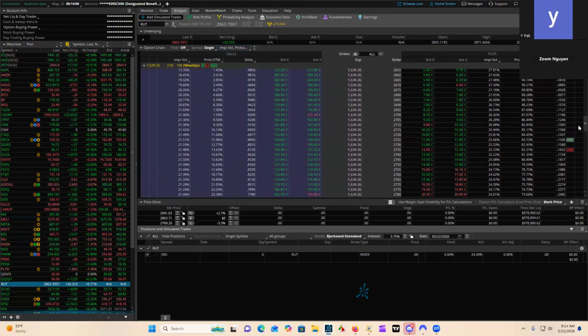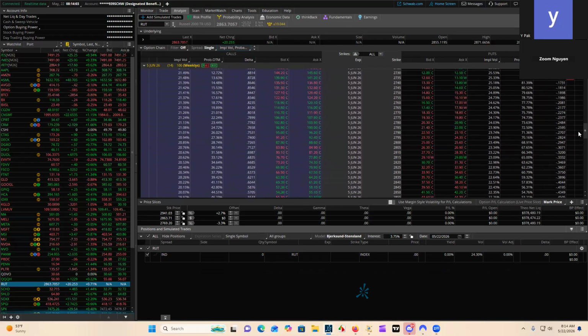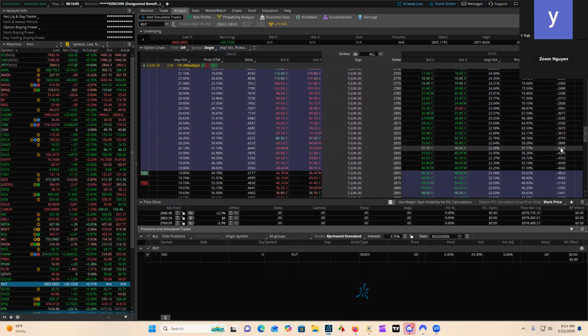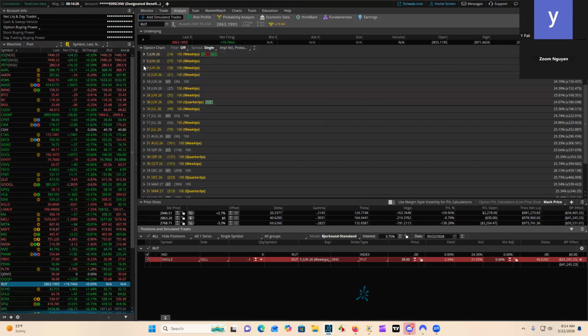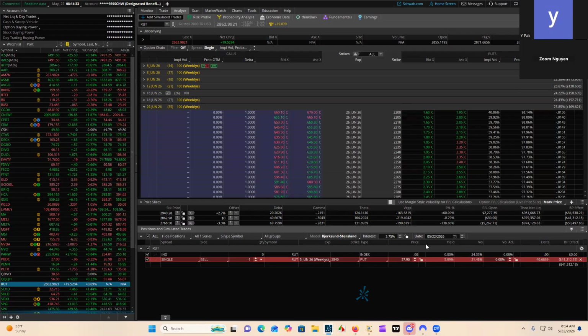Which is right there, 0.40, the closest to 40. You want to put on a calendar at 40 delta. So you would click on the bid here to sell the front cycle. You're going to sell it for 37.70, and then just minimize this and go to the back cycle, which is the 35 days, and then buy that same strike of 28.40.